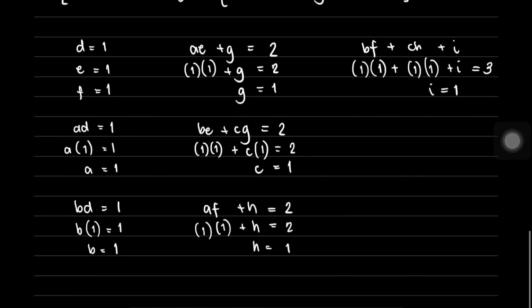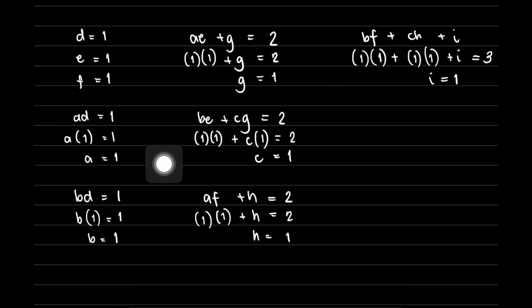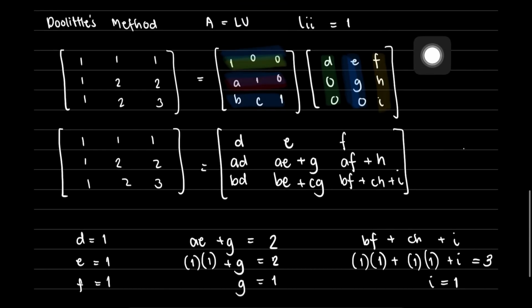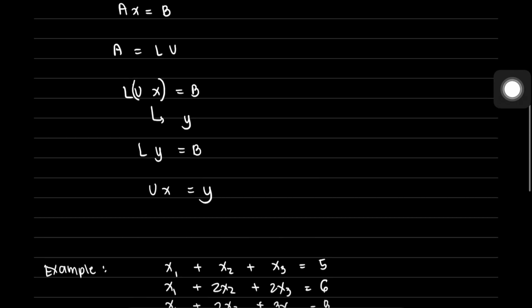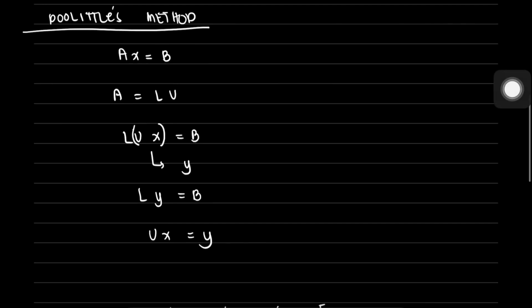Now, we already know the values of A, B, C, D, E, F, G, H, and I. We can already write the lower triangular matrix and the upper triangular matrix, and then we can already solve for the values of x.